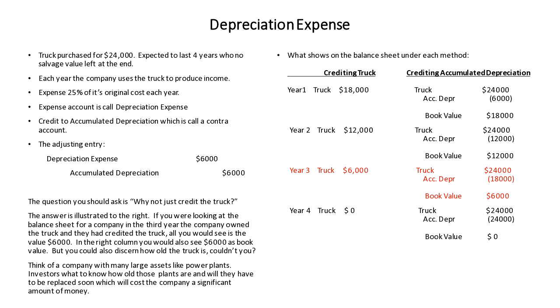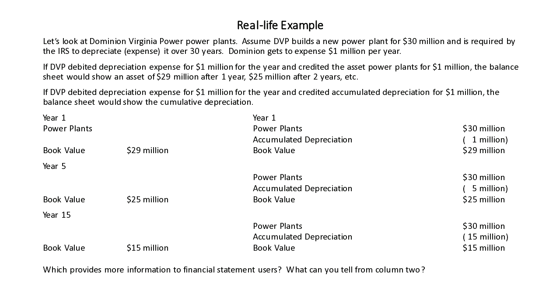The next example is Dominion Virginia Power. Now, Dominion Virginia Power has millions of stockholders. And it would be really hard for them to handle the phone calls if everyone who was going to buy their stock had to call them and ask questions about their power plants. It would be virtually impossible to do.